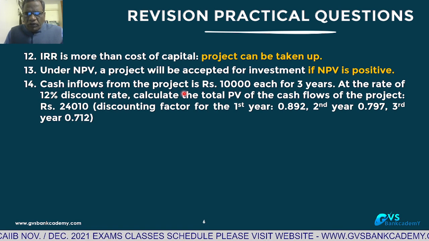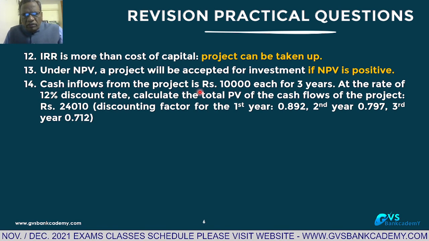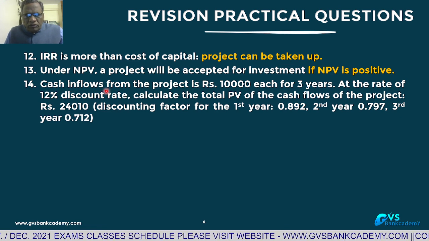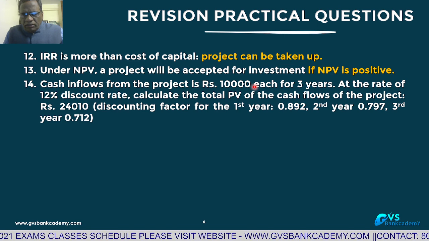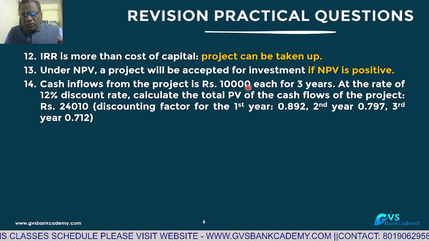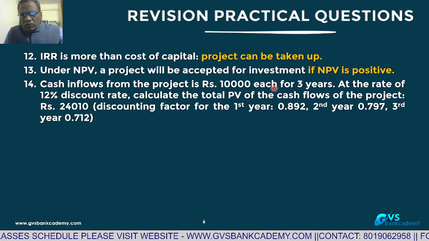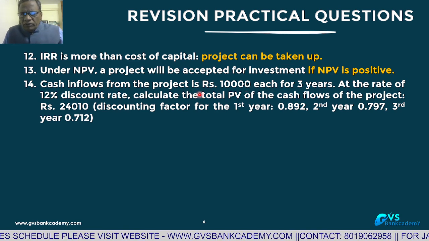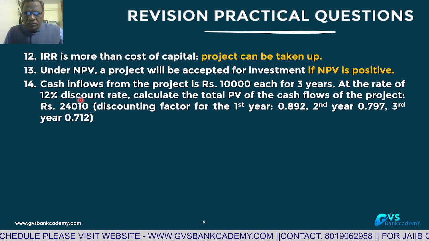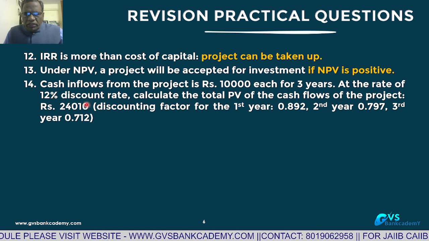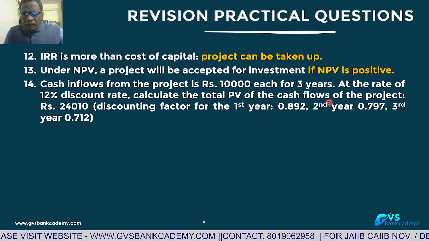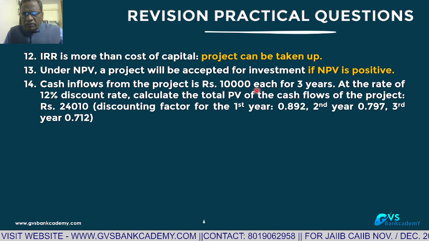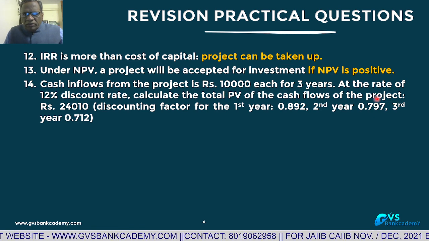Cash inflows from the project. Now they had invested in some project. The project is generating 10,000 rupees each year for 3 years. So first year 10,000, second year 10,000, third year 10,000. The discounting rate here is 12%. Calculate the total present value of the cash inflows of the project for all the 3 years.